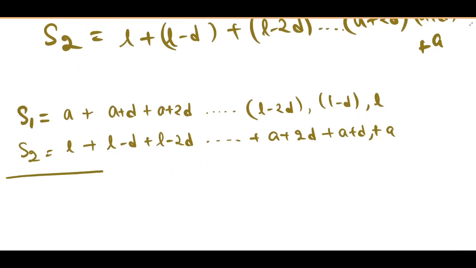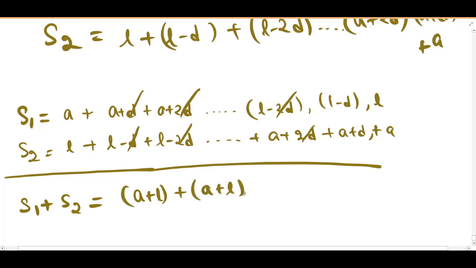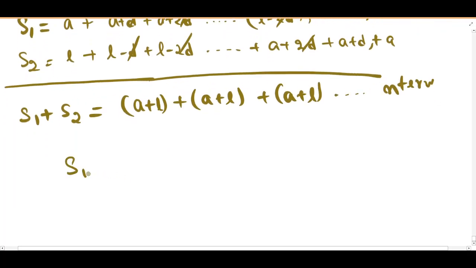So if we add both the two terms, we get s1 plus s2 is equal to, so the 2d and 2d will cancel out. So all we get is a plus l, plus a plus l, plus a plus l, up to n terms. So we can write s1 plus s2 is equal to n times (a plus l).